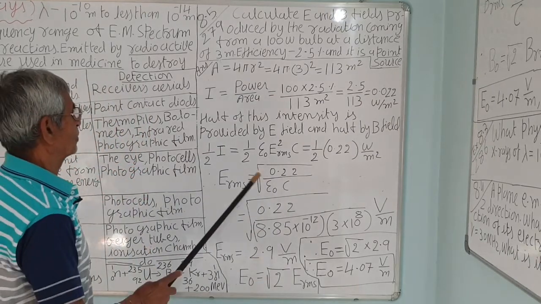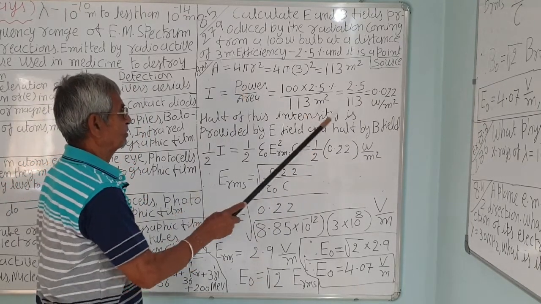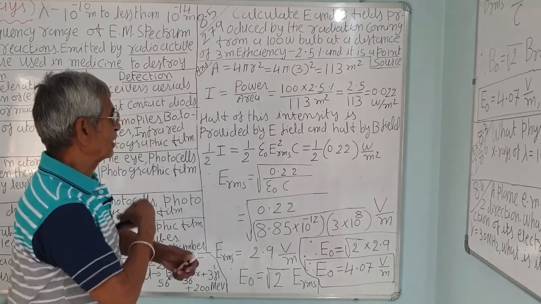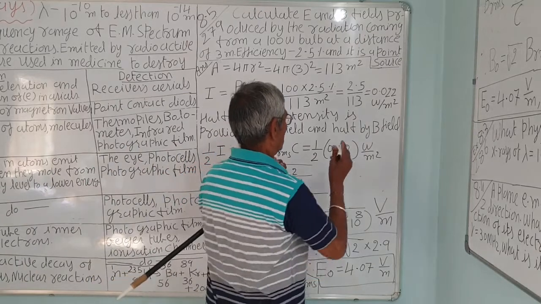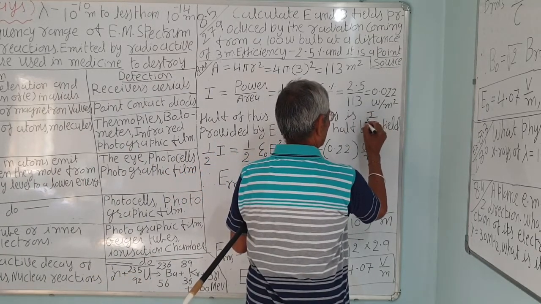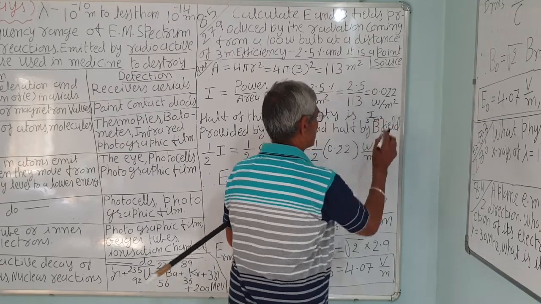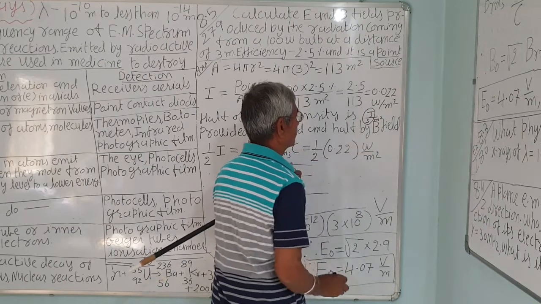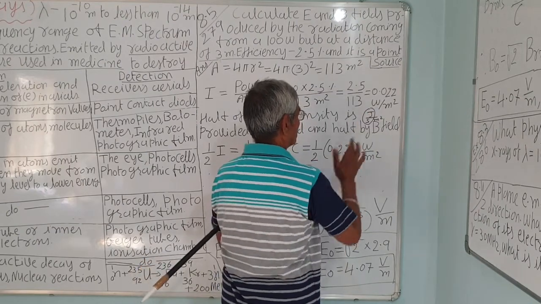That comes about 0.22 watt per meter square. The unit of intensity is power per area, or you can write joules per second per meter square. Both units you can write: watt per meter square, or joules per second meter square.